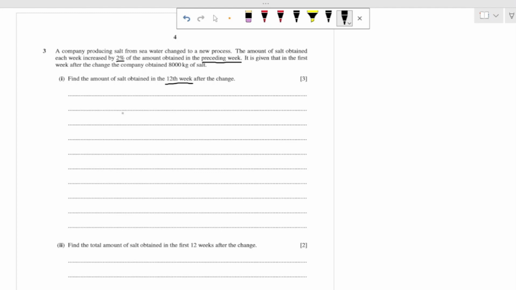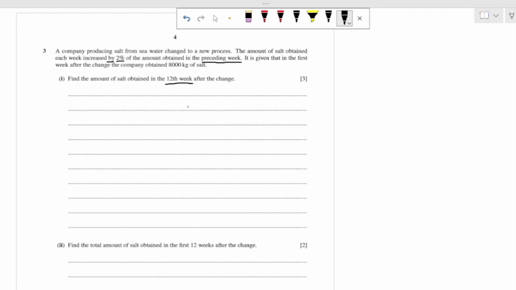But we need to figure out the nth term, because then they're asking us the amount of salt obtained in the 12th week. But we cannot obtain the amount of salt obtained in the 12th week unless we find the nth term. First of all, we need to figure out what kind of progression this is. Is this an arithmetic progression or a geometric progression? As it is indicated by the words "increased by", that means there is some sort of multiplication going on over here by 2% of the amount obtained in the preceding week.